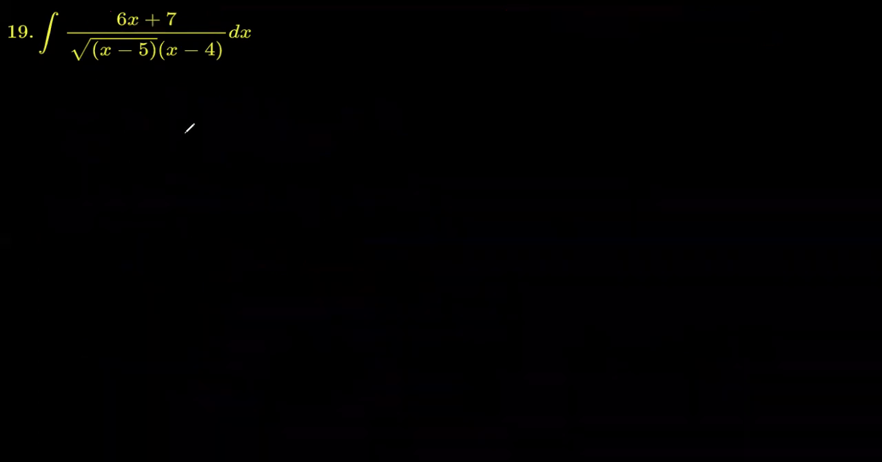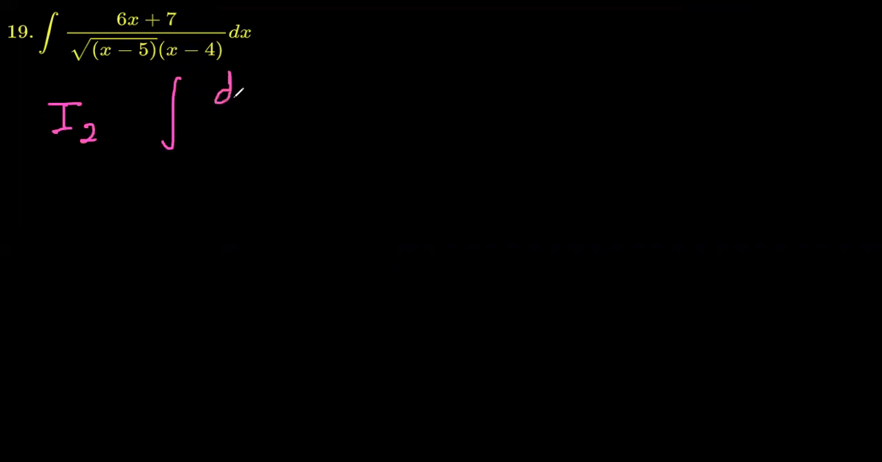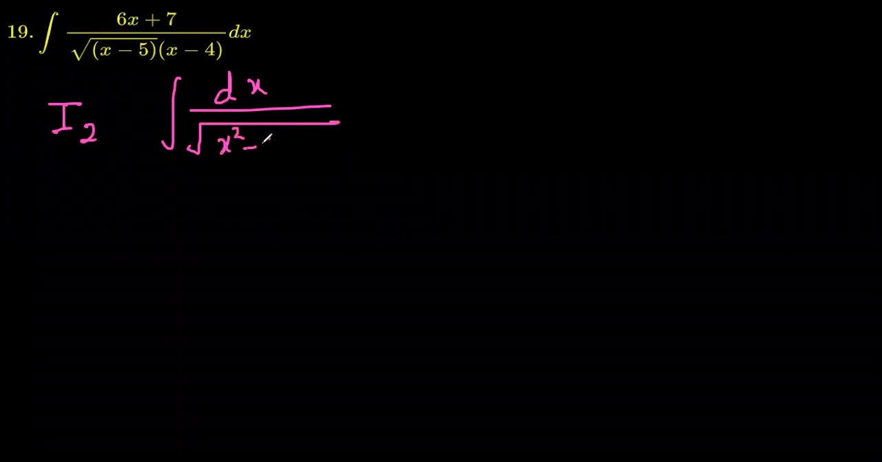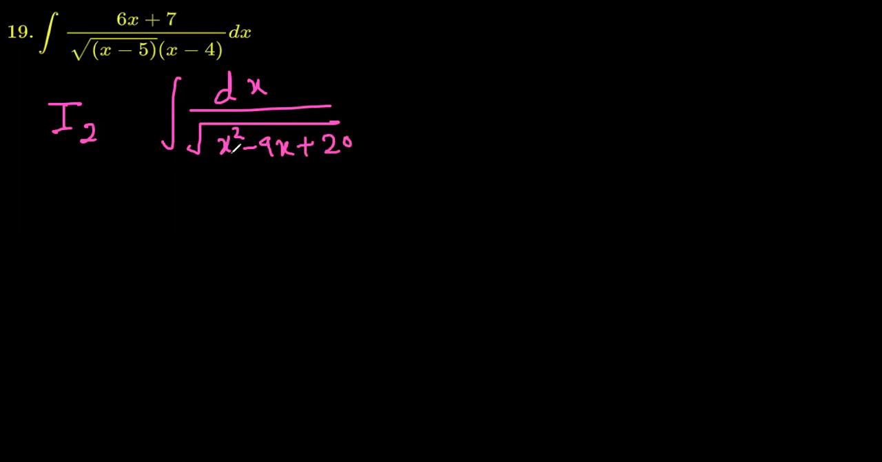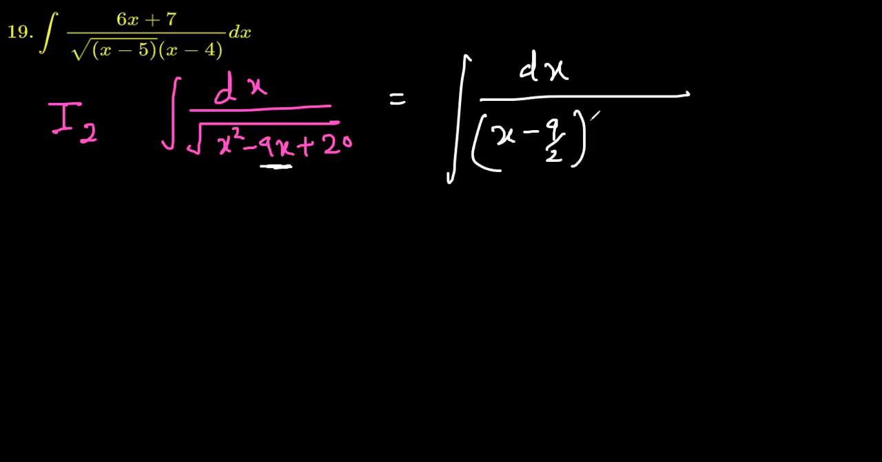Okay. Now I2 is the integration of dx over the square root of x squared minus 9x plus 20. In this type of question, we make the perfect square in the denominator first, and this integral is going to look like dx over x minus half the coefficient of x, minus 9 by 2, squared, and we add half the coefficient of x, which is 9 by 2 squared.